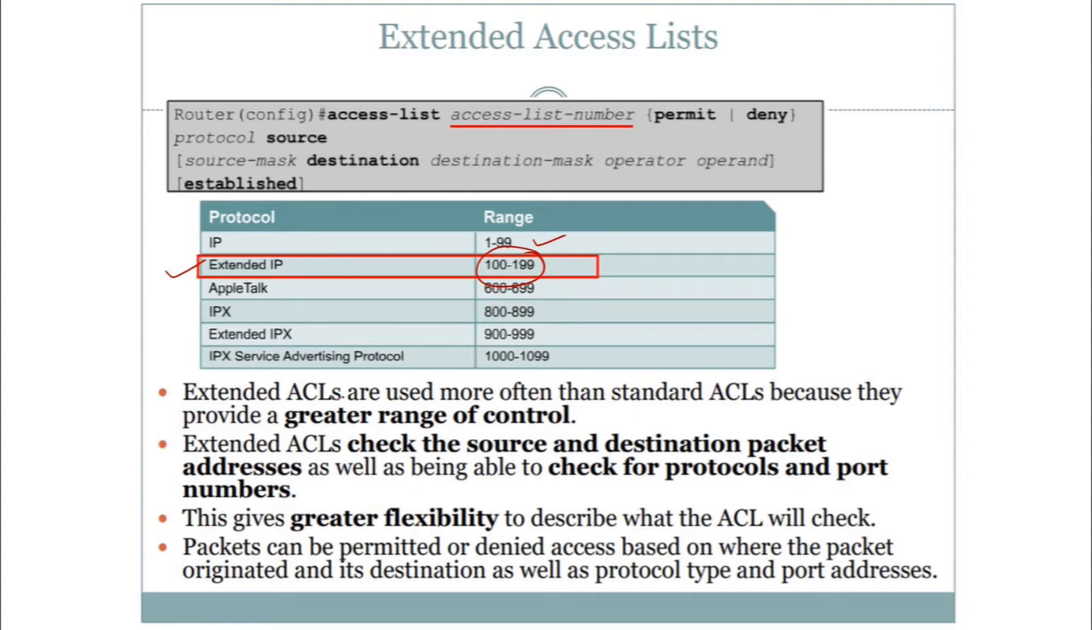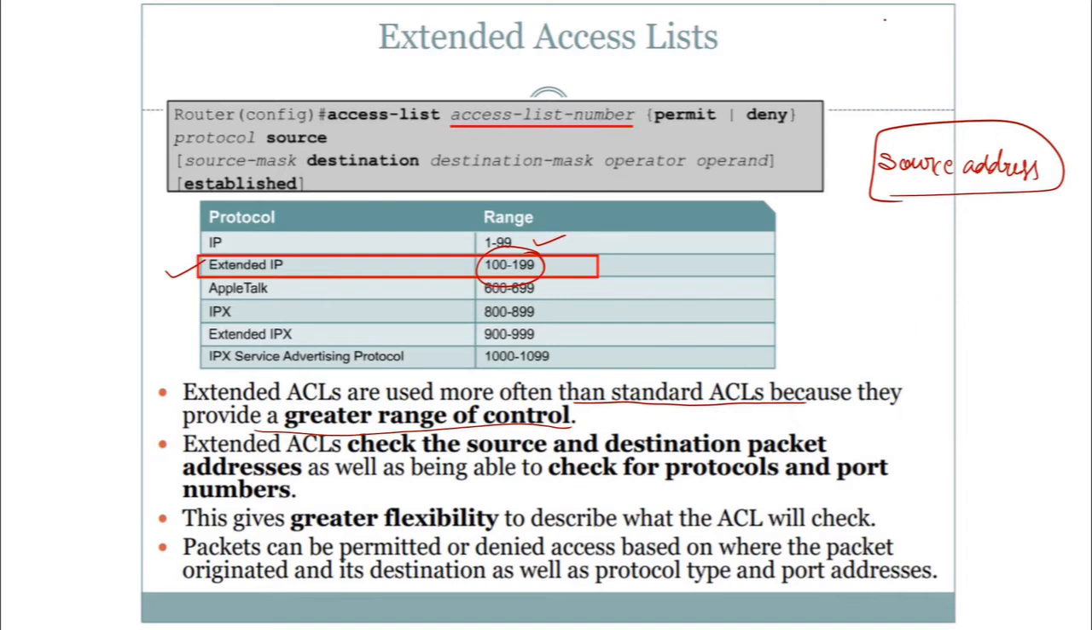So extended ACLs are used more often than standard ACLs because they provide greater range of control, right? Because if you talk about the standard ACL, then you can permit or deny based on the source address only. So you have just one option. Let me give you an example too for better understanding. Source address means that you can block or allow that specific user only.